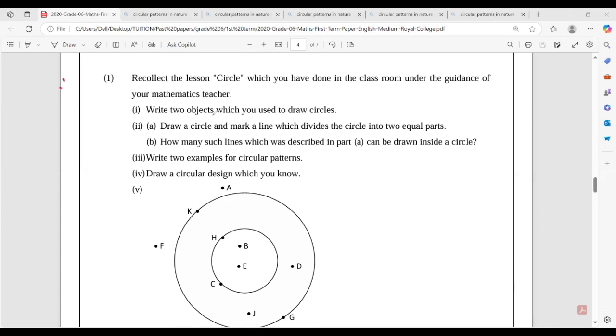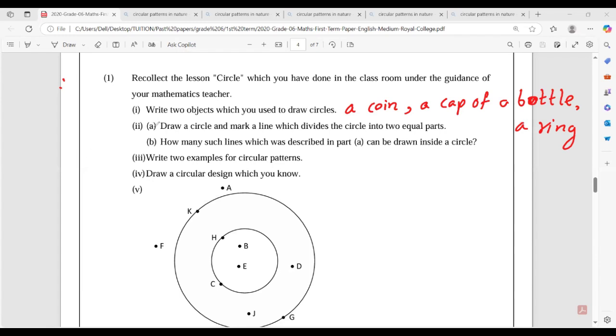Fine. Write 2 objects which you use to draw circles. You can use a coin and another one, a cap of a bottle. You can use these objects to draw circles, right? And you can say a ring like that, but here you are supposed to write only 2 objects.